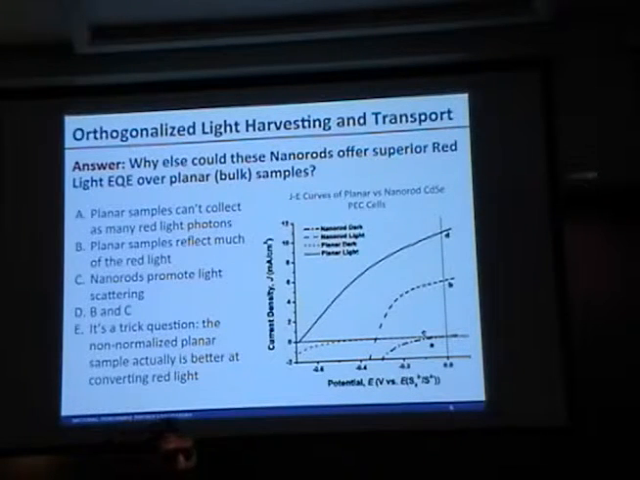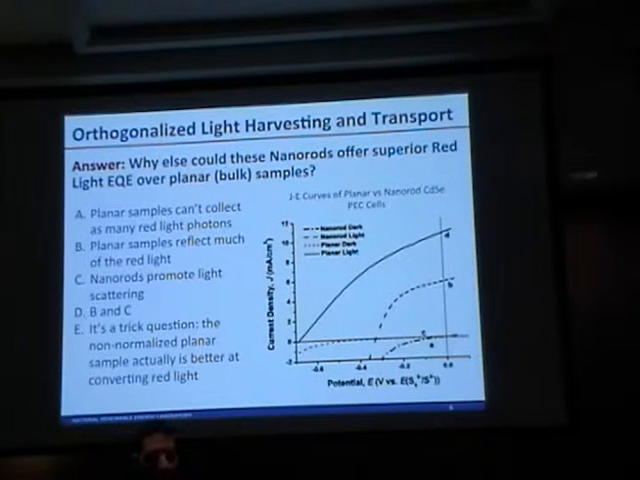So planar samples in photovoltaics, they often have anti-reflective coatings on them because reflection of light is a huge issue. It can be up to 20% of the light that hits the cell can go down and just be reflected away before it even hits your active material.